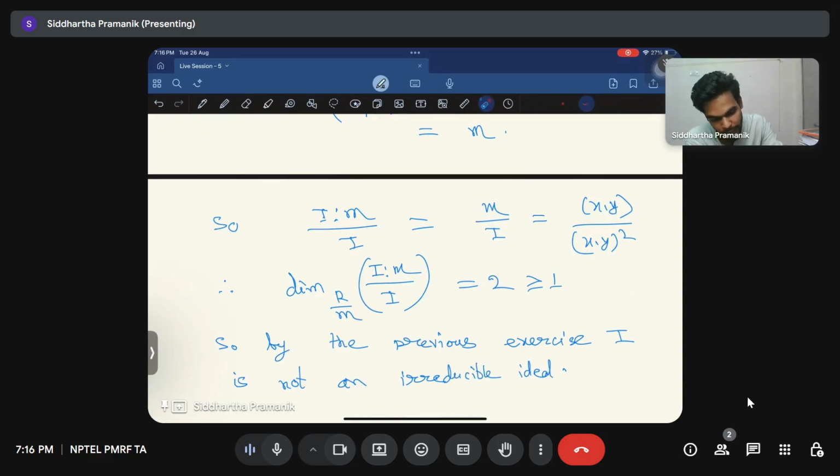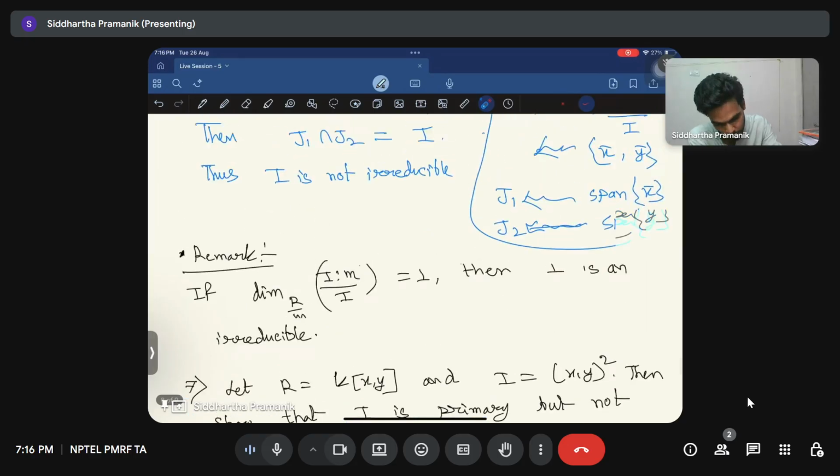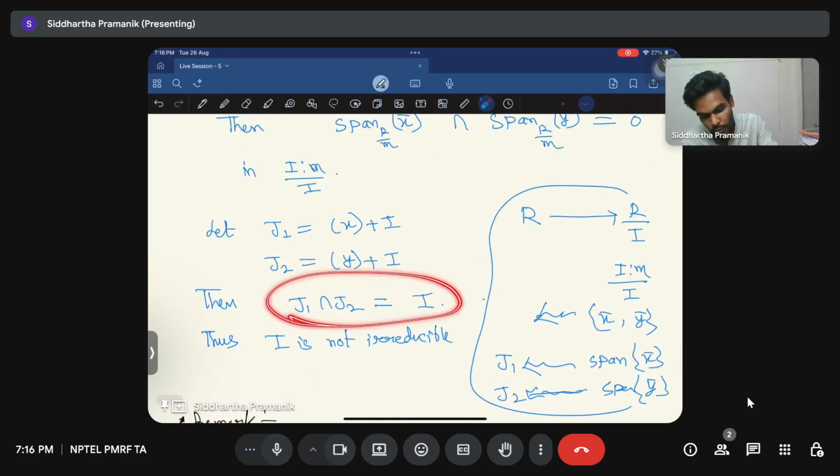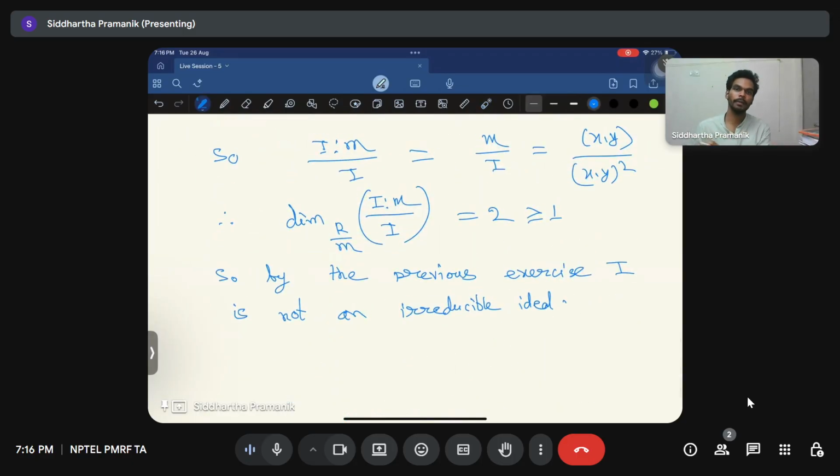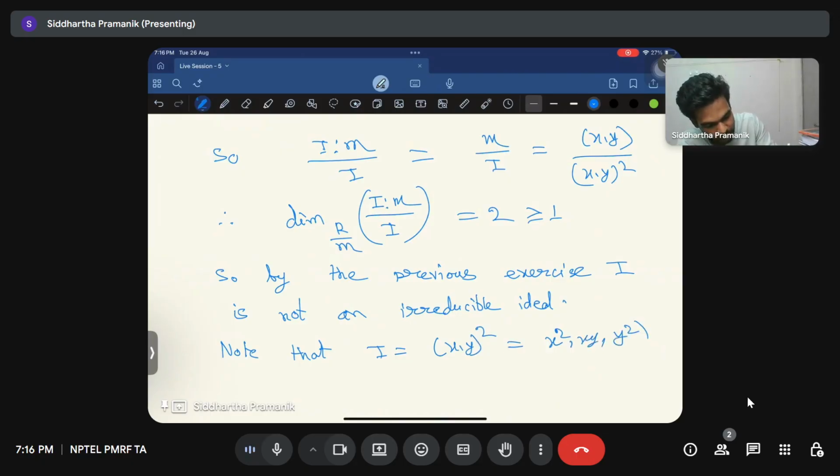So we can also write it as an intersection of two bigger ideals by using the inverse image of two linearly independent elements. Here it is easy to see that x bar and y bar are linearly independent. So we need to take the inverse image. So I, which is basically (x, y square), we can write this as (x square, xy, y square).